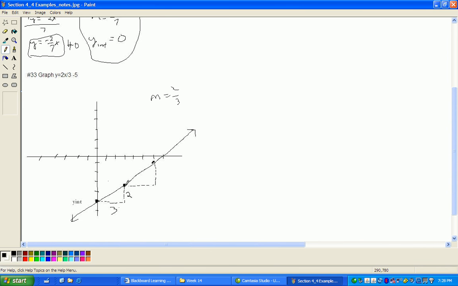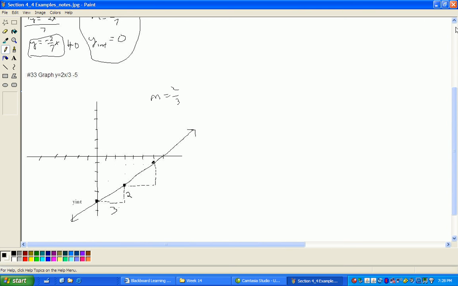If we do that again, just to show you how easy it is, from this point we can go over 3 or up 2, whatever you want to do first, 1, 2, and over 3, 1, 2, 3, and we even get a third point. From here we can draw a straight line and connect them, and we've graphed our line there.